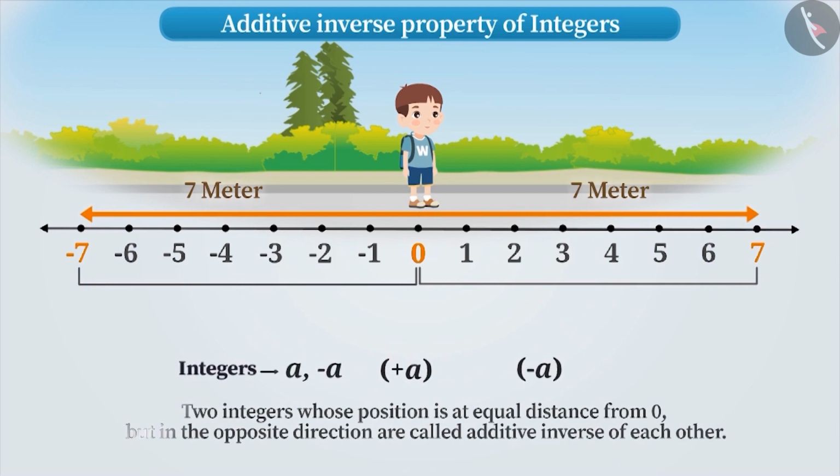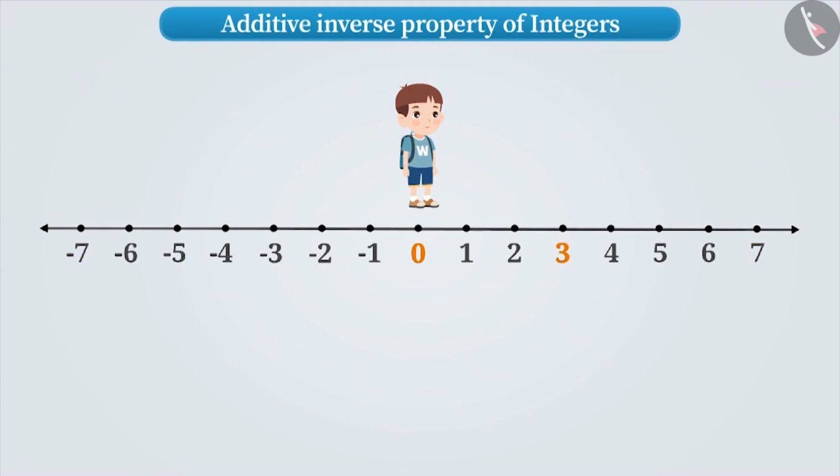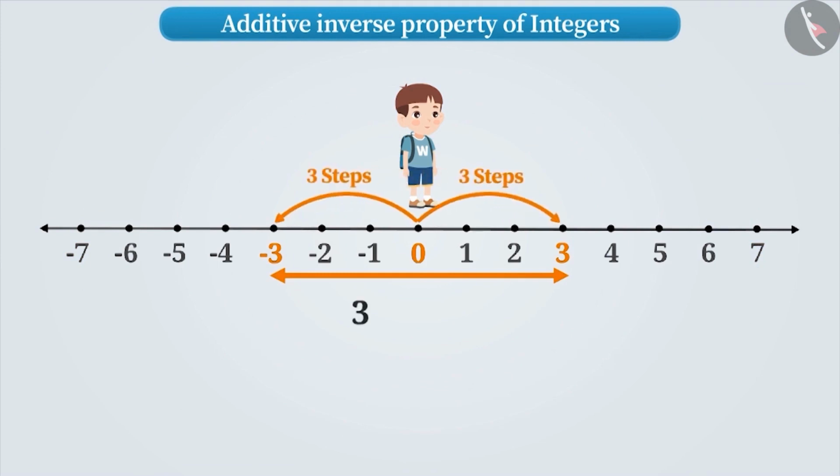Any two integers whose position is at equal distance from 0 but in opposite direction are called additive inverse of each other. Similarly, we can say that 3 is to the right side of 0 and -3 is to the left side of 0, and the distance from 0 to both numbers is equal. Therefore, 3 and -3 are the additive inverse of each other.